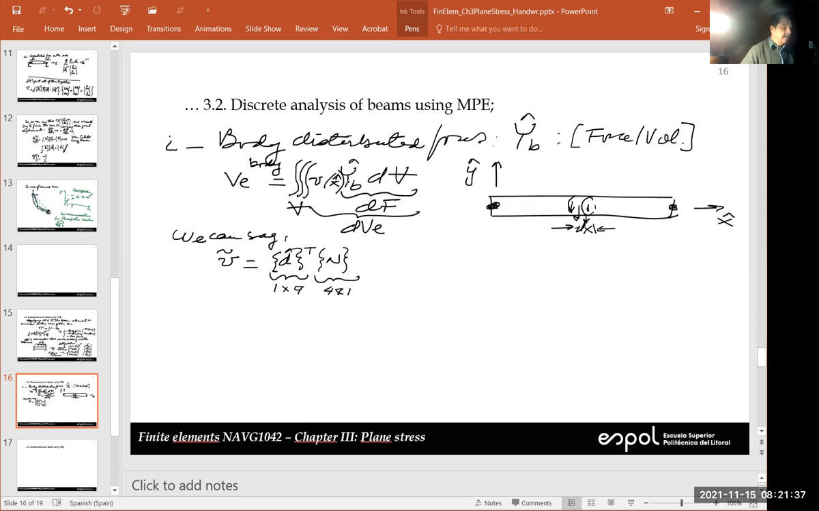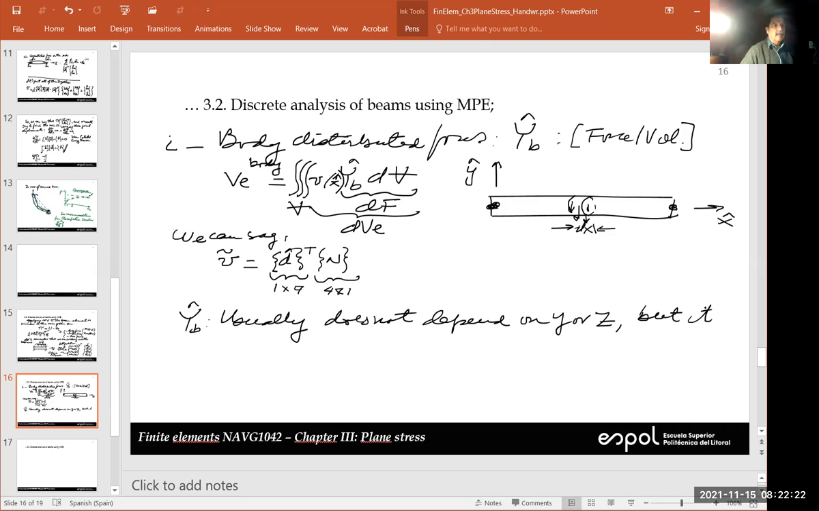Now let's go to the force per unit volume. Now, Y usually does not depend on Y or Z. So if we take this value, it will be the same on the section. But we can expect this force to change in the X direction. It might change in the X direction.